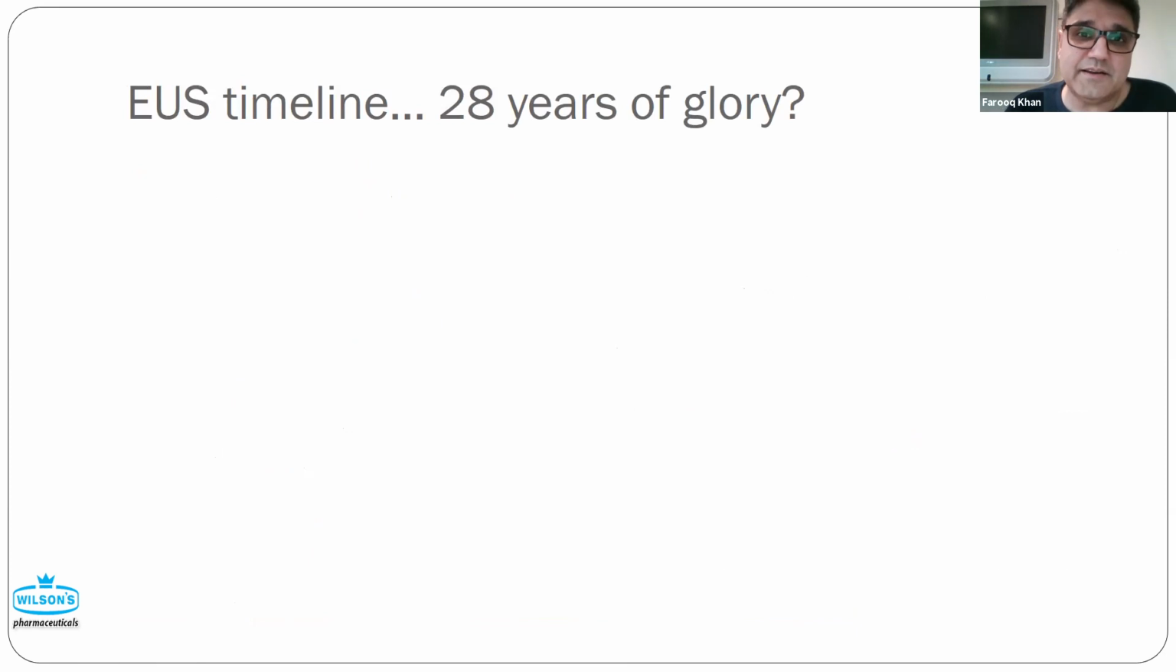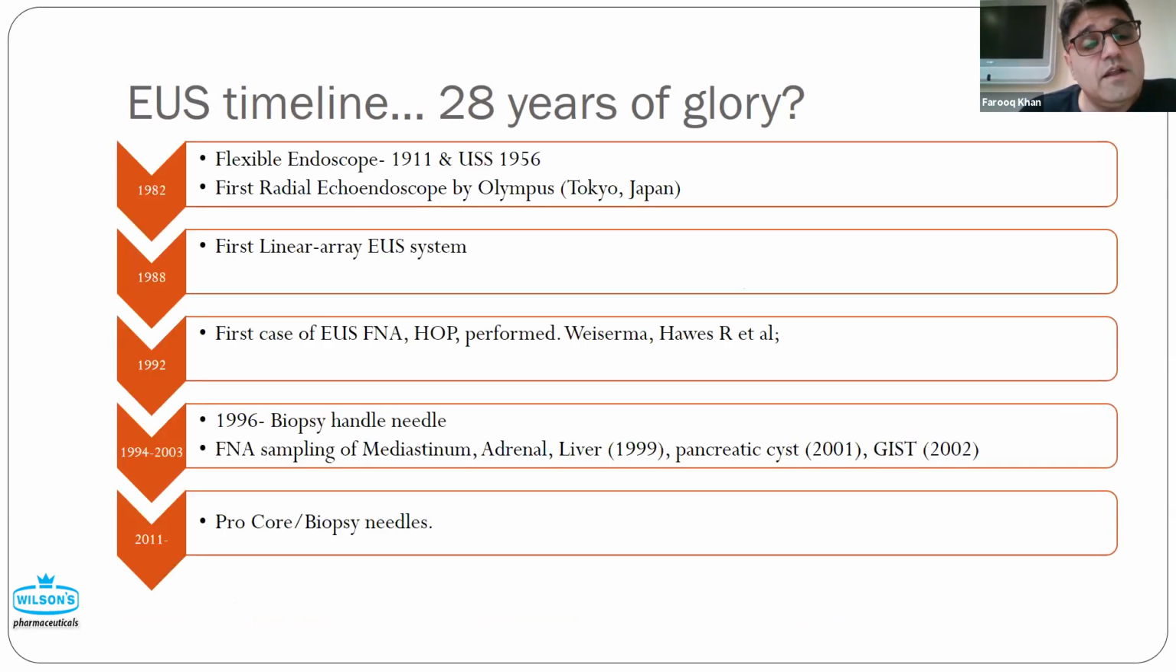What is the EUS timeline? It's actually only 28 years. So you mustn't think that you've been left a long time. I started doing EUS in 2013, so only 8 years, so not a lot. The first echo endoscope, if you like, in a flexible endoscope was in 1911, and ultrasound was discovered in 1956. The first radial echo endoscope by Olympus was in 1982. That was only radial, it didn't really allow us to do much. And the first linear scope was formed in 1988, so 6 years down the line.